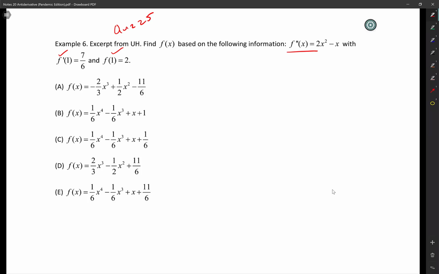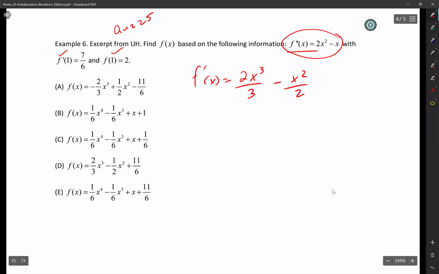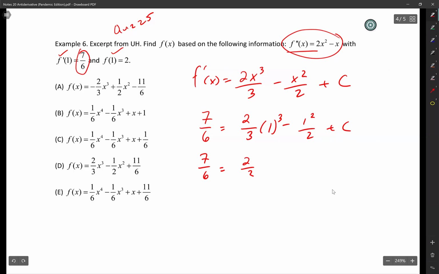So here we go. We're going to do the antiderivative of this first. We're going to do it twice, as you can see. So the antiderivative of that is 2x cubed over 3 minus x squared over 2 plus c. They tell us what f prime of 1 is. F prime of 1 is 7/6. So I'm going to plug that in. 7/6 equals 2/3 times 1 to the third power minus 1 squared over 2 plus c. And I guess you don't have to do that if you already can see it. 7/6 equals 2/3 minus a half plus c.